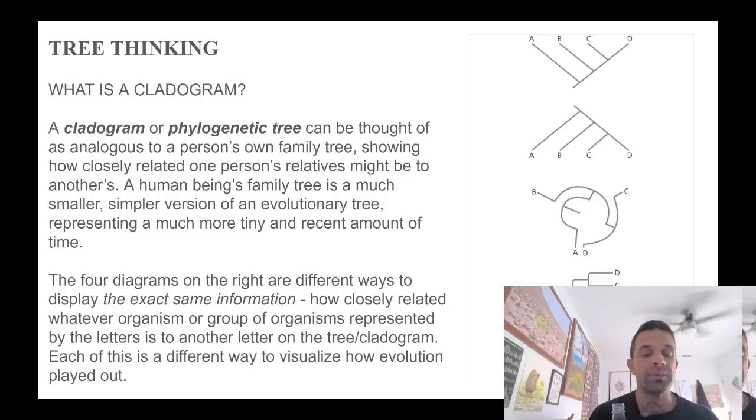How closely related whatever organism or group of organisms represented by the letters is to another letter on the tree. In the cladogram, you can see D is more closely related to C than it is to A. But see this node where C and D branch off from each other? If you were to flip that around 180, D could be right next to B too. So D and C are both equally related to B. It just means they branched off. And that's what this shows too.